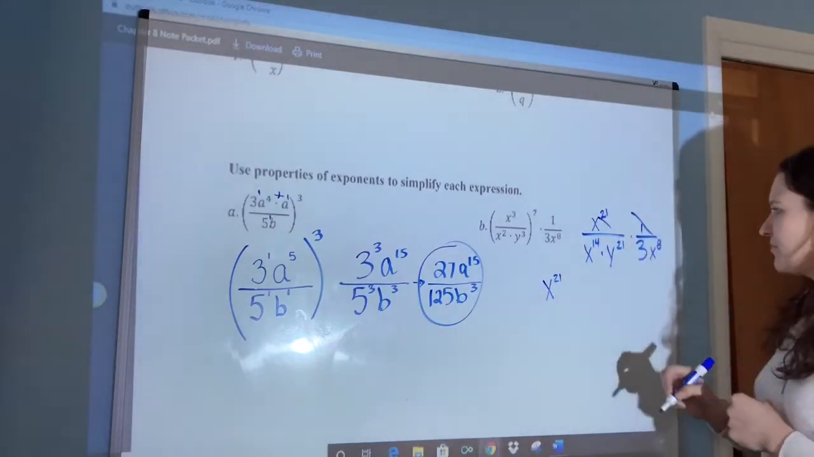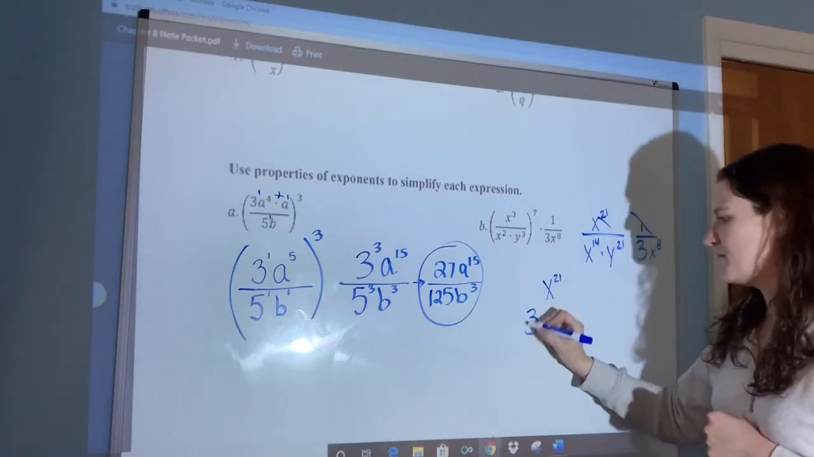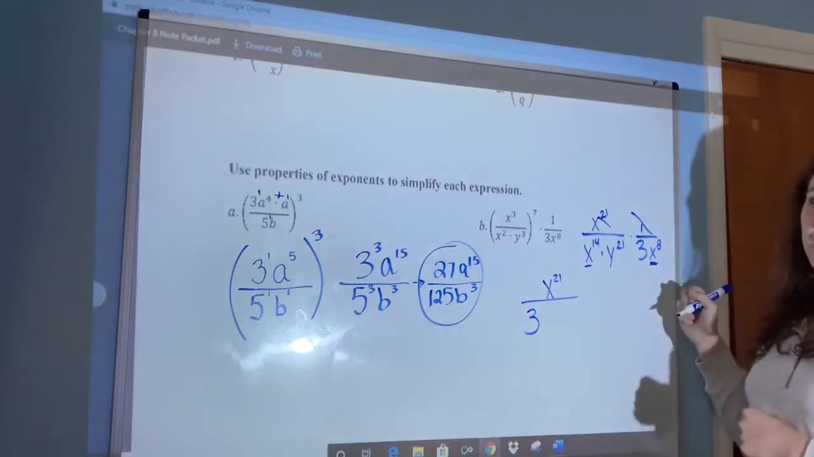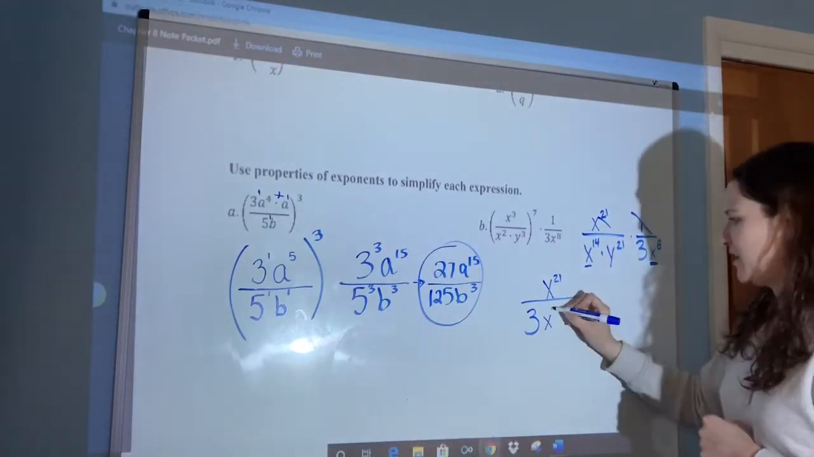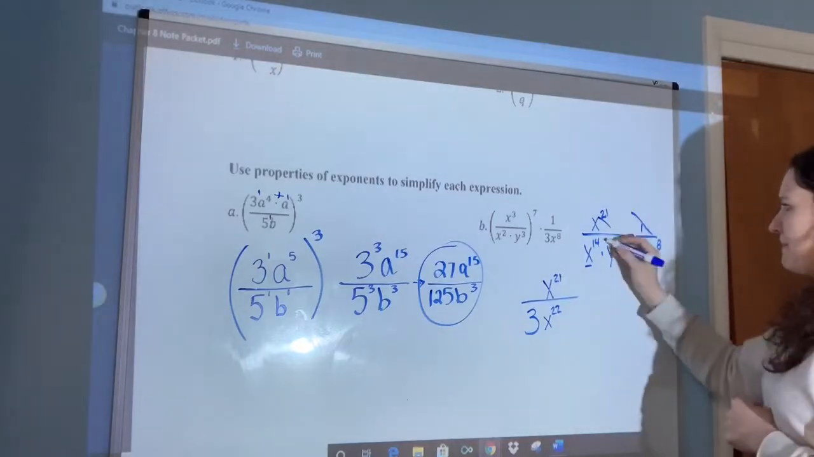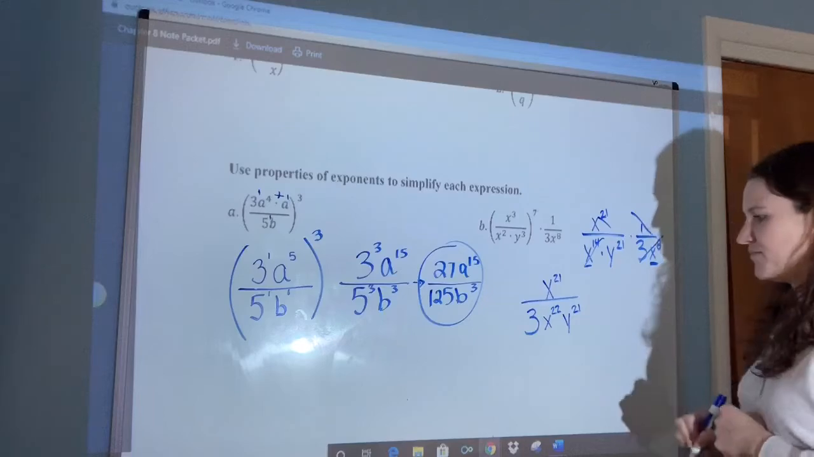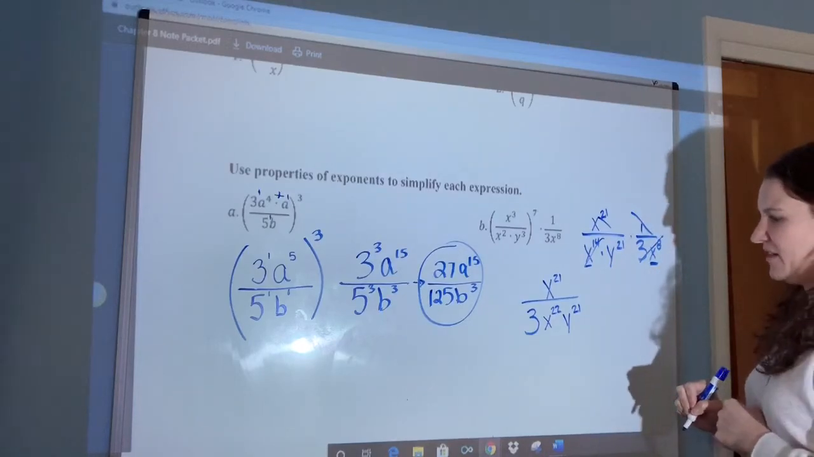That's done. On the bottom here, my number goes first. So I'm going to have 3. Then my x's, when you have the same base and you multiply across, you add your exponents. So I'm going to end up with x to the 22nd power. And then y to the 21st power. All right. We're going to simplify a little bit further here.